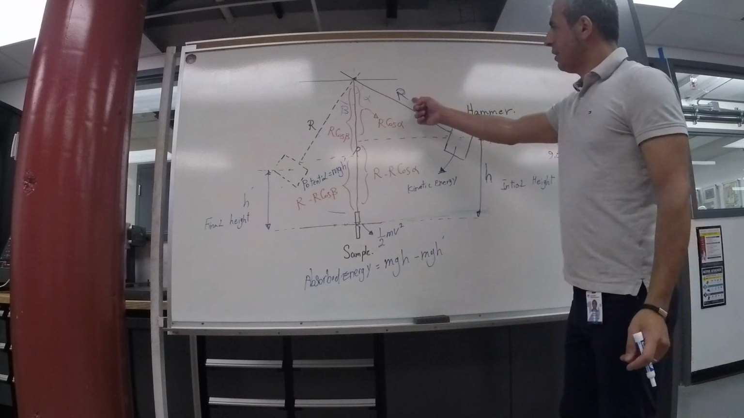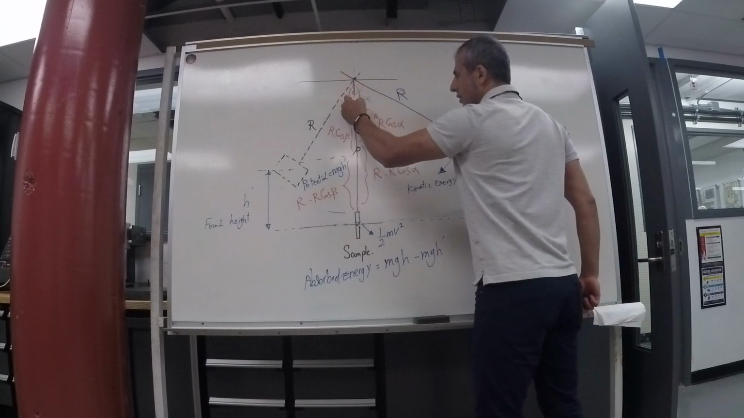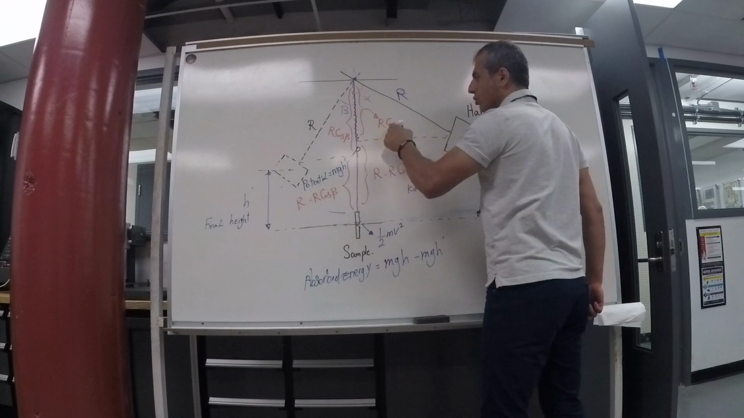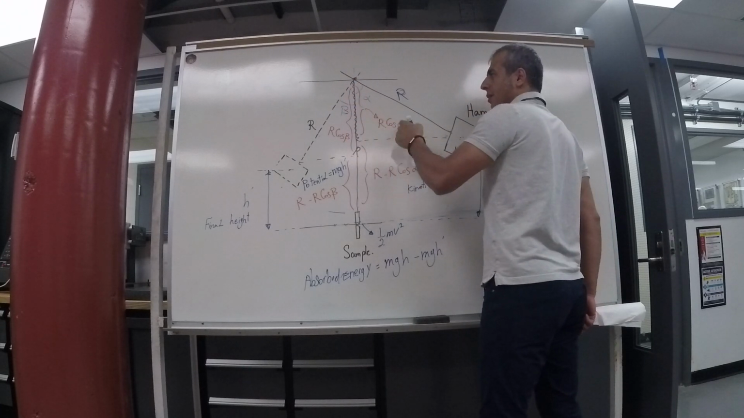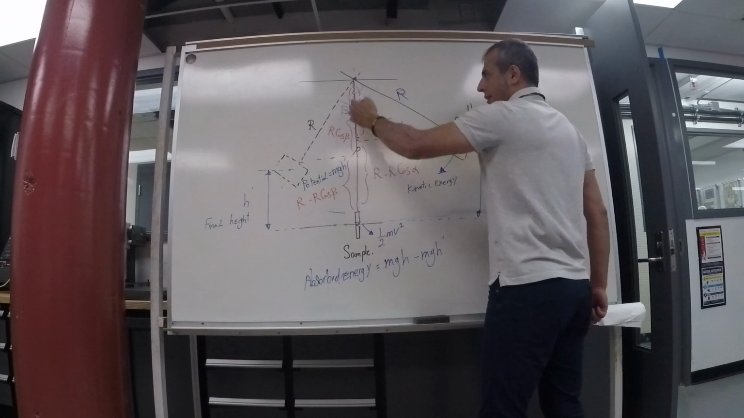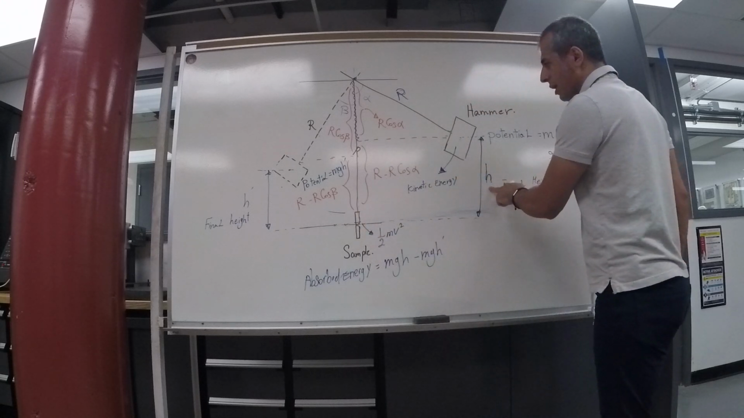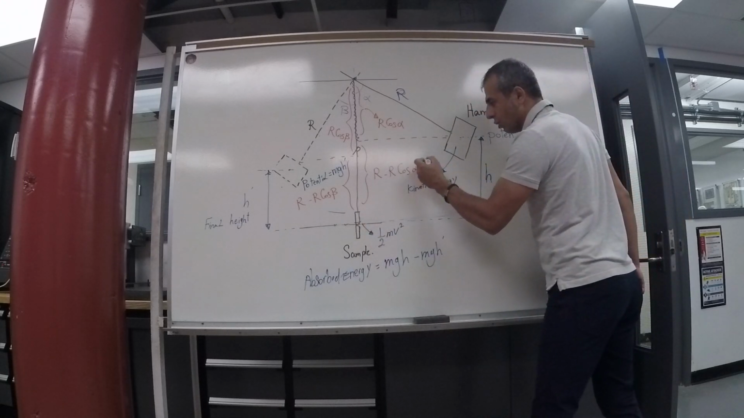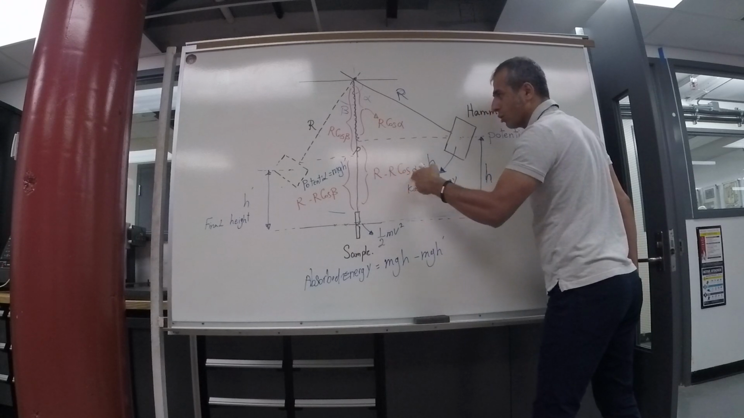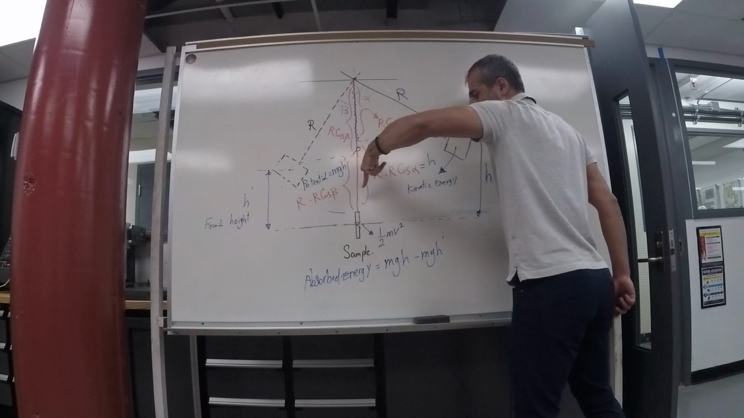So, using R, this distance here is going to be R cosine alpha, because it is adjacent to alpha. So it's going to be cosine, and the whole thing is R. So if I want to find h, in other words, h is going to be R minus R cosine alpha. The whole thing minus this part is going to give me h.